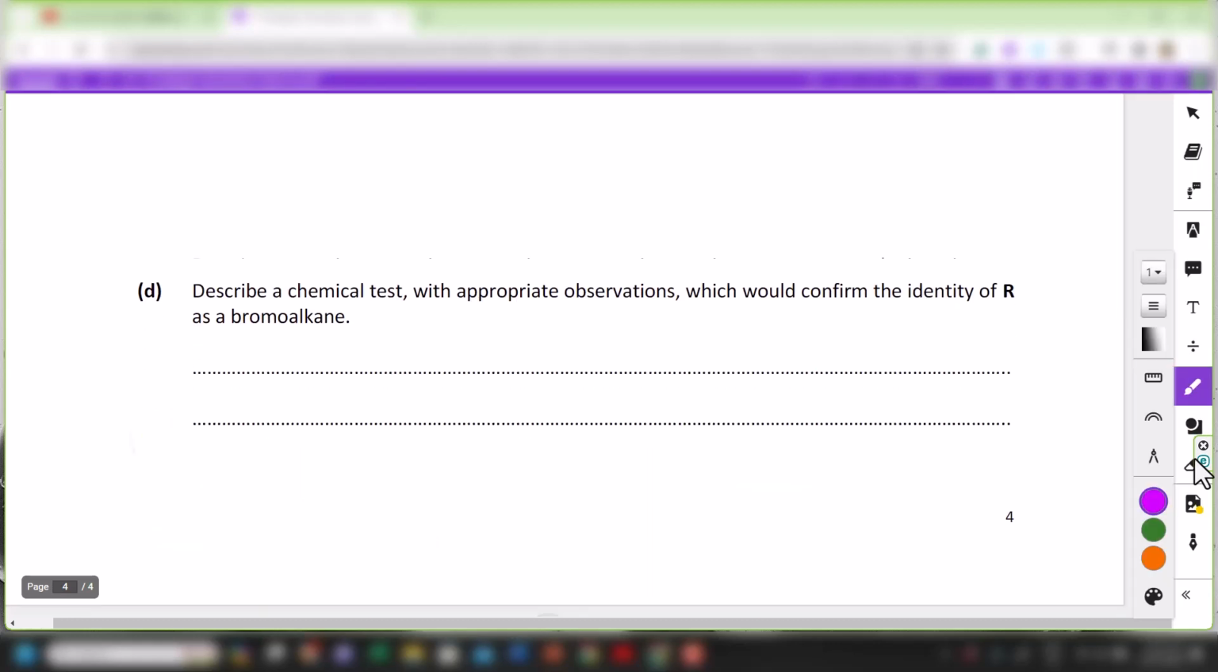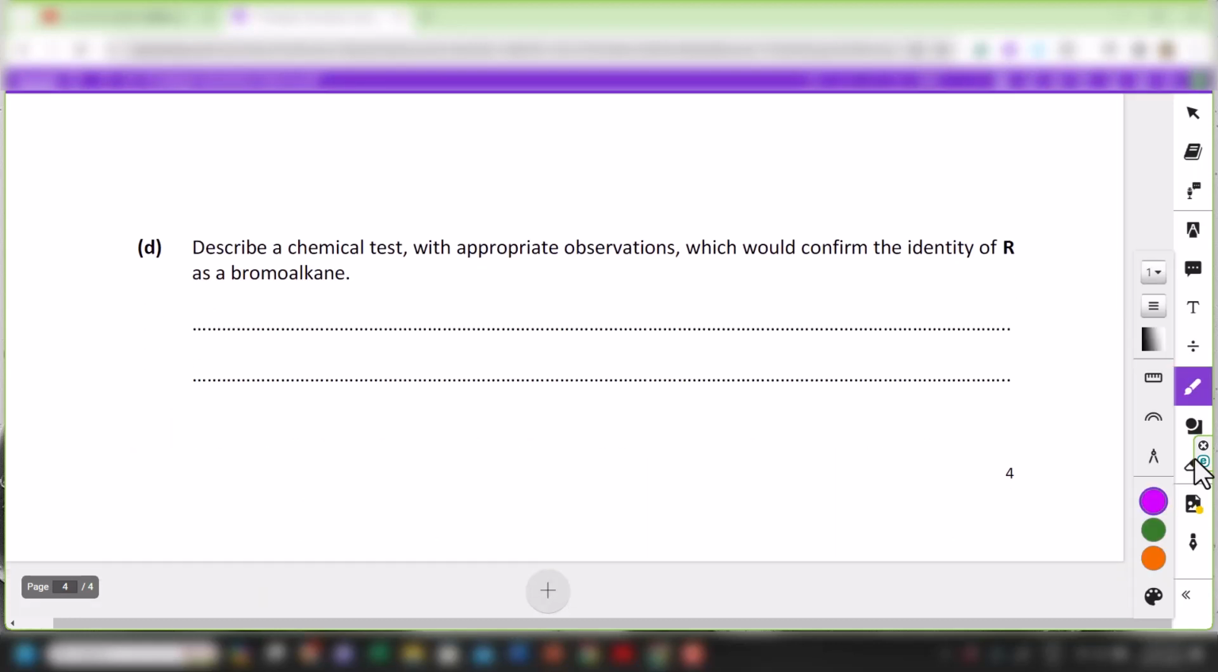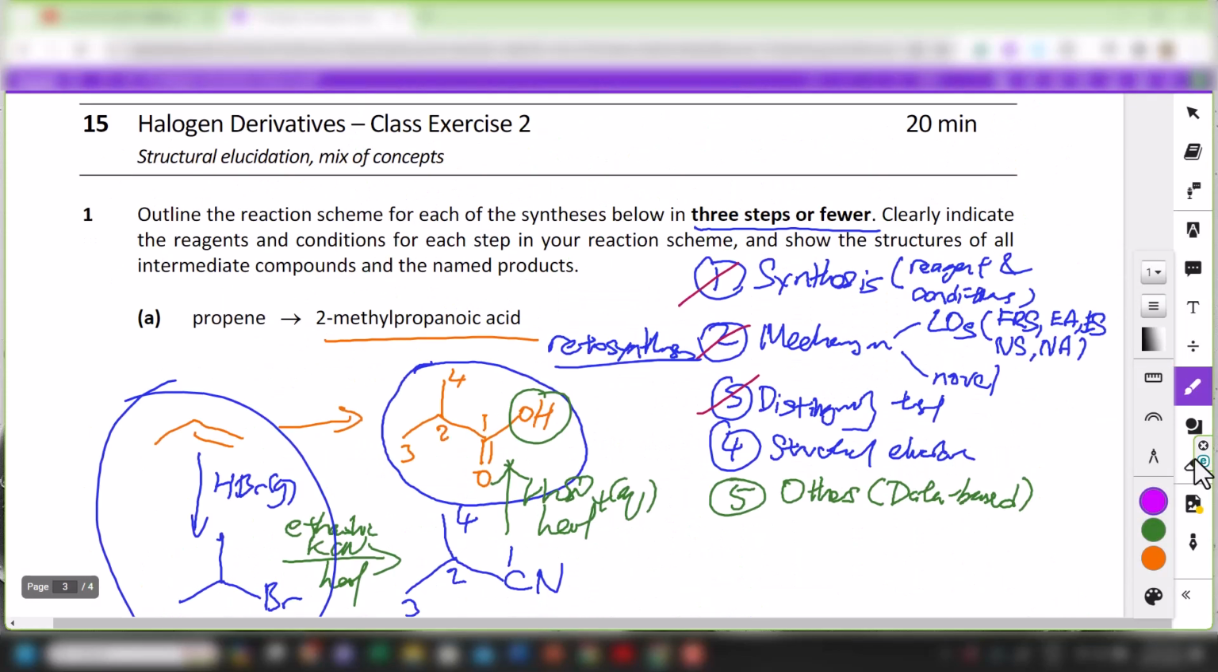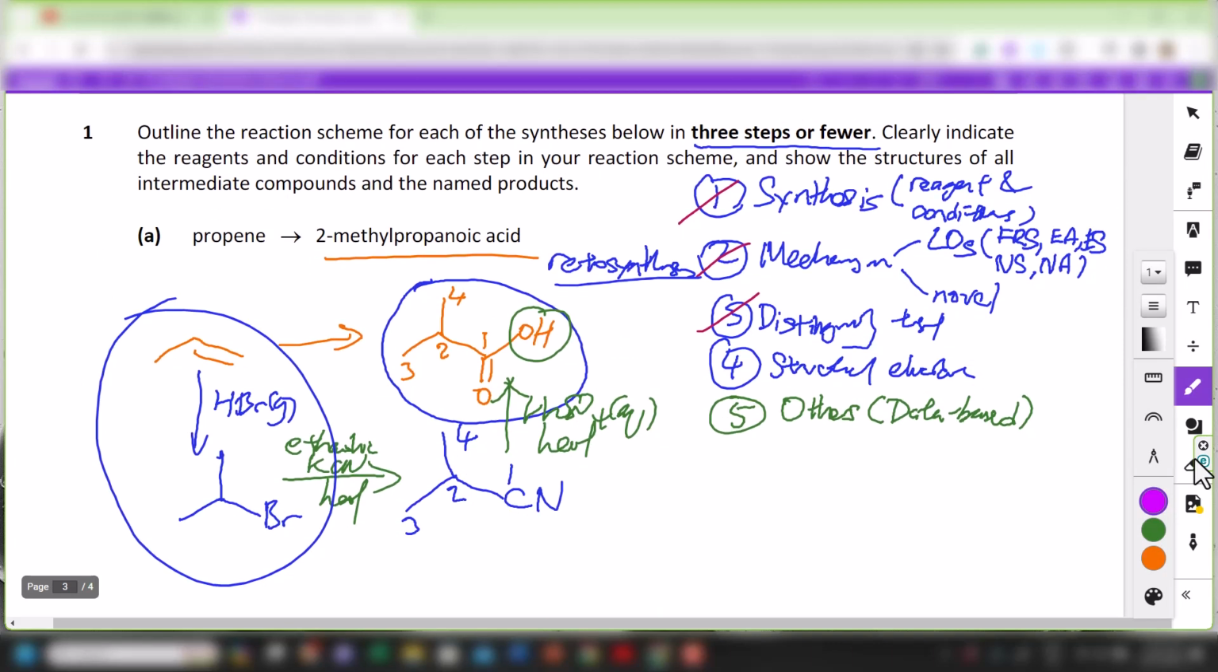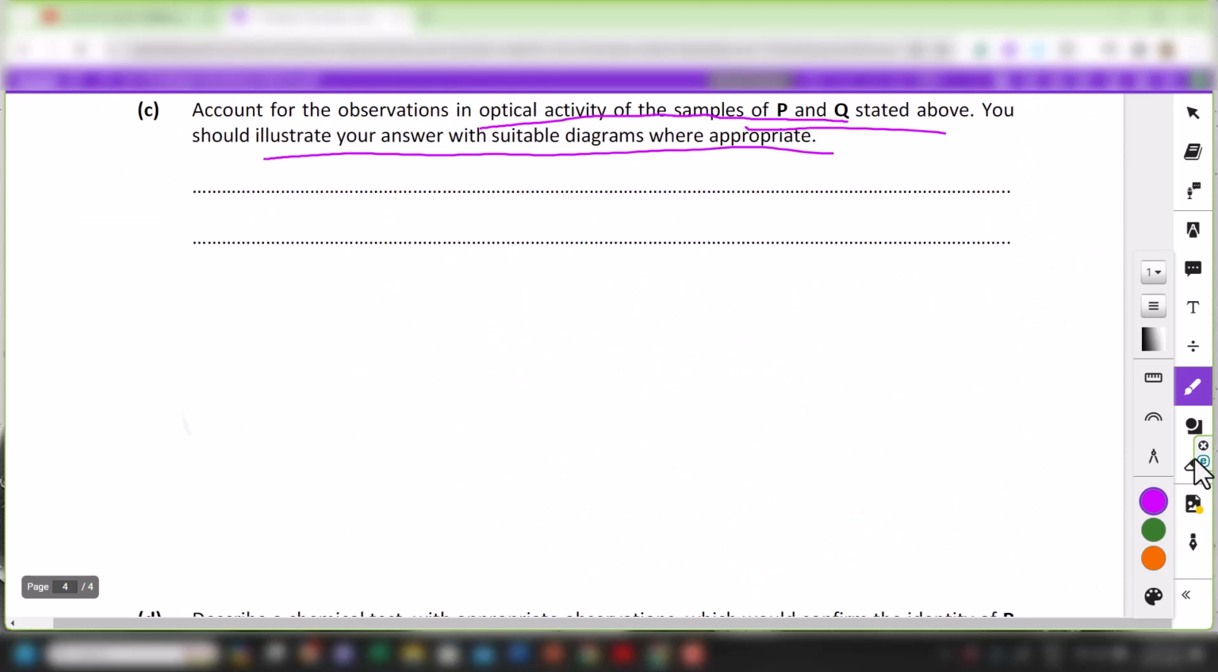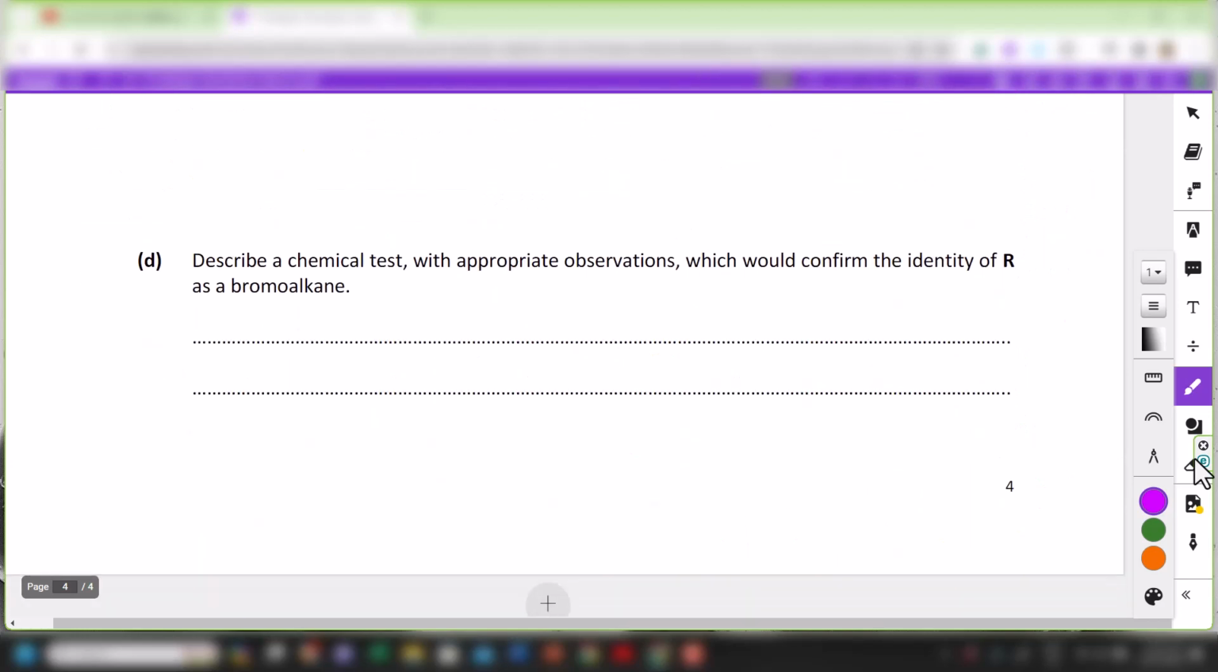Earlier on I mentioned one of the highlights of organic chemistry questioning is that you get different types of questions. So the last question, 2D, is on distinguishing tests. Normally it will be part D at the end. They ask you to describe a chemical test with appropriate observations which would confirm the identity of R as a bromoalkene.